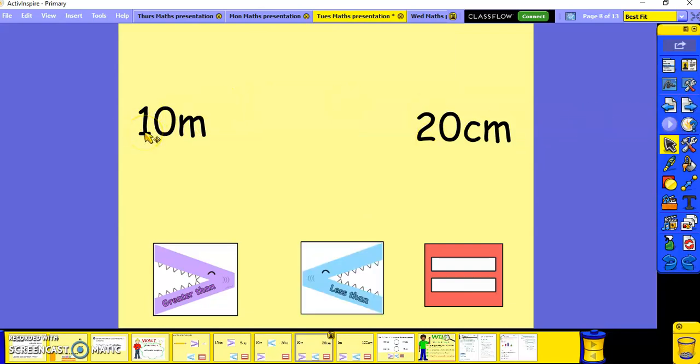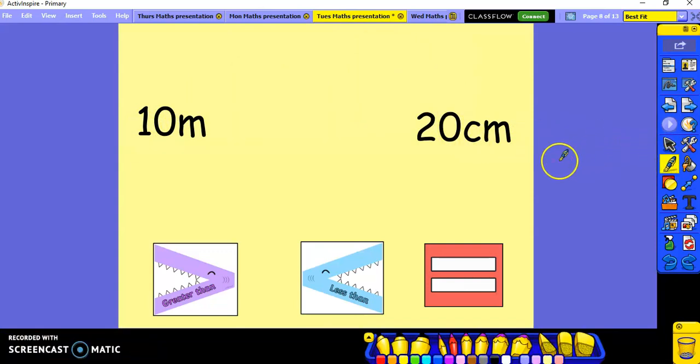Okay, 10 metres and 20 centimetres. I'm going to underline that bit so I don't forget it. So I've got centimetres and metres. So pause the video here.